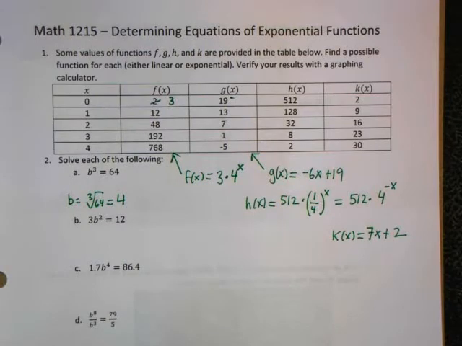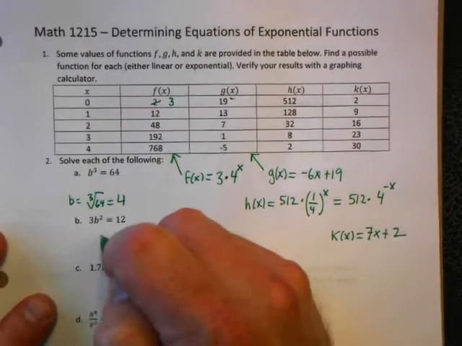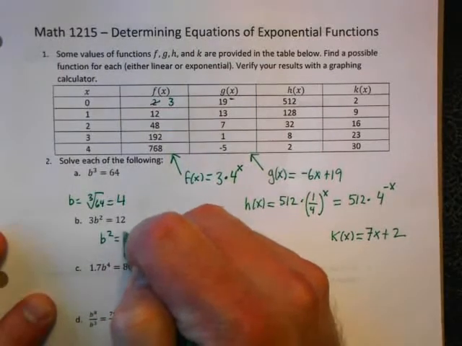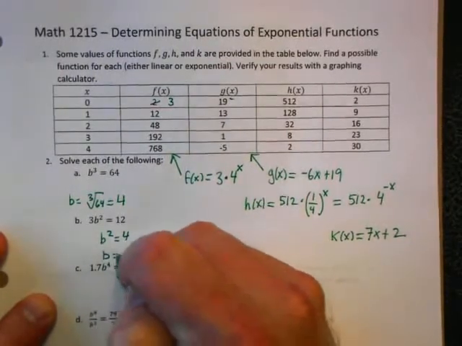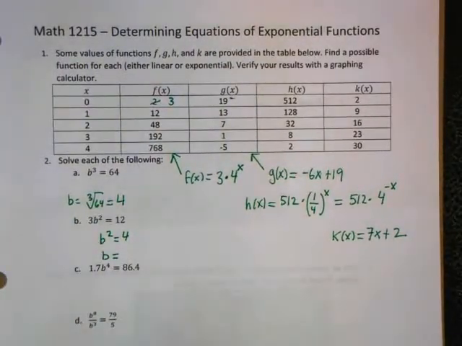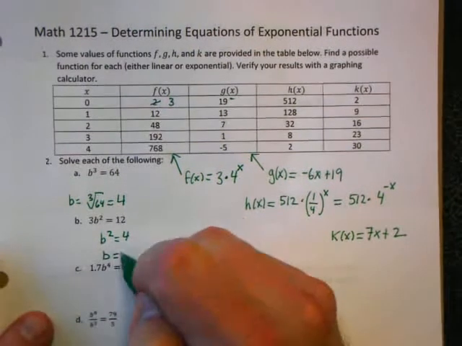Okay. How about part b? How do I solve 3b squared equals 12? Divide by 3, get the square thing all by itself first. b squared is 4. So b is 2. You're half right. Plus or minus 2.